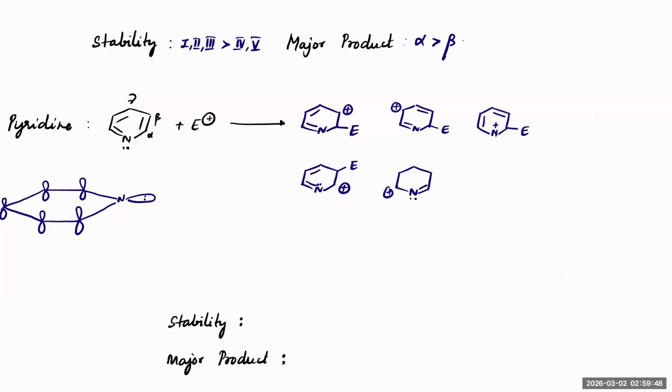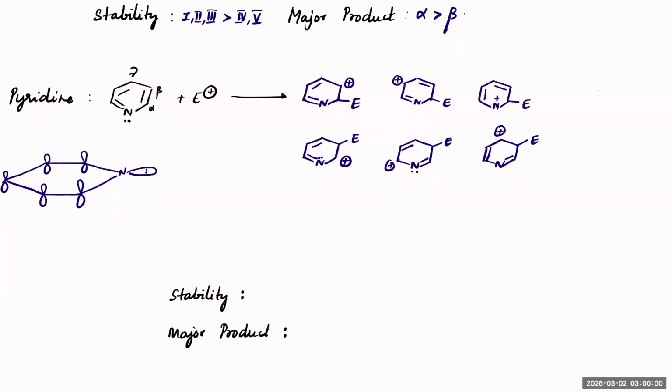Positive charge can come here like this, and again a double bond, and positive charge can come in this position. So how many did we get? 3 resonating structures, but without getting a positive charge on nitrogen. So that is good.